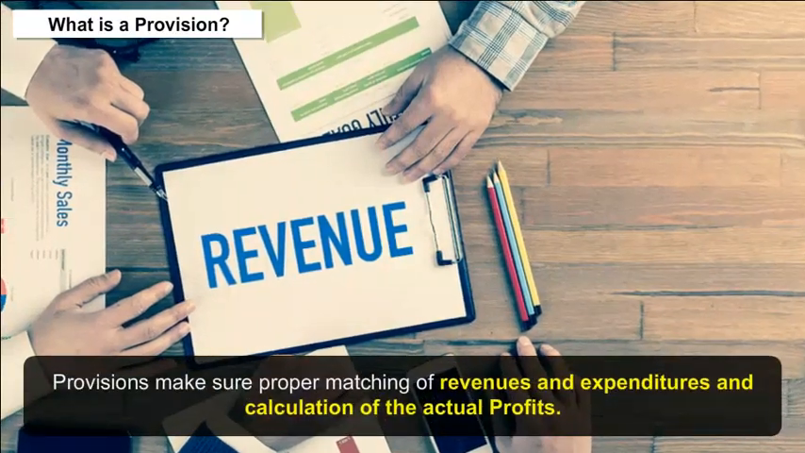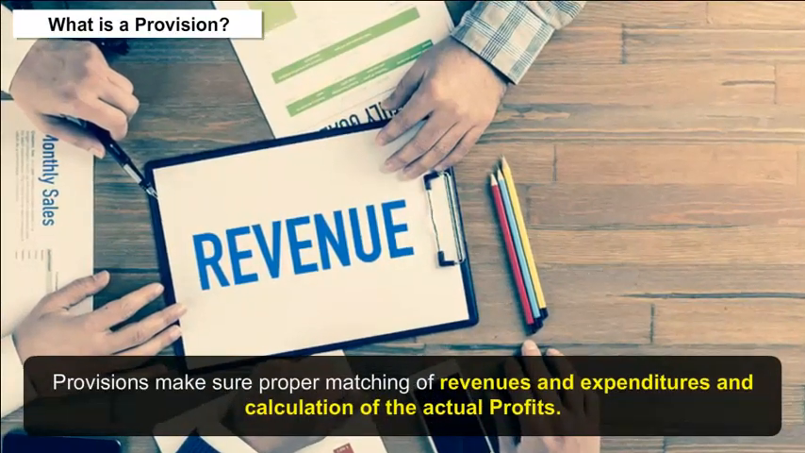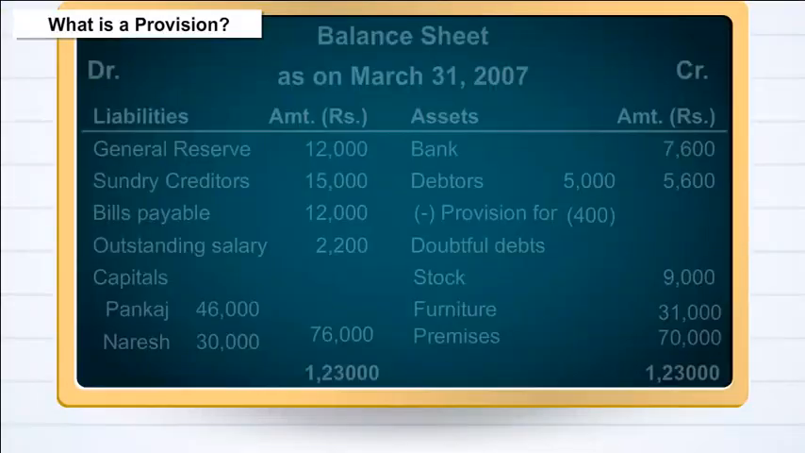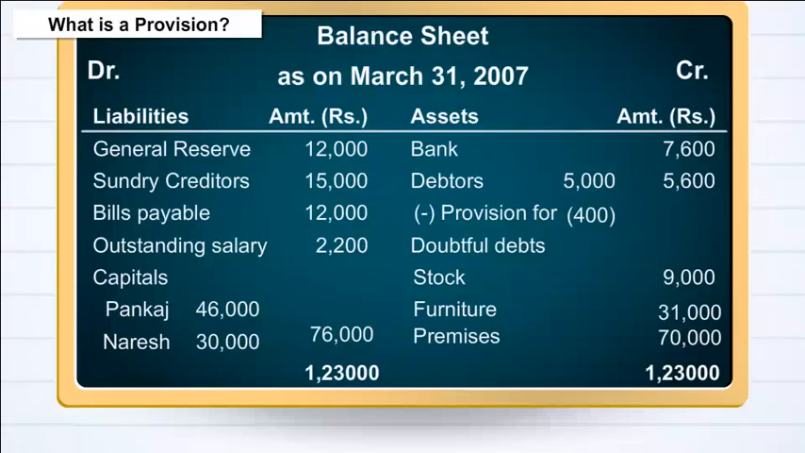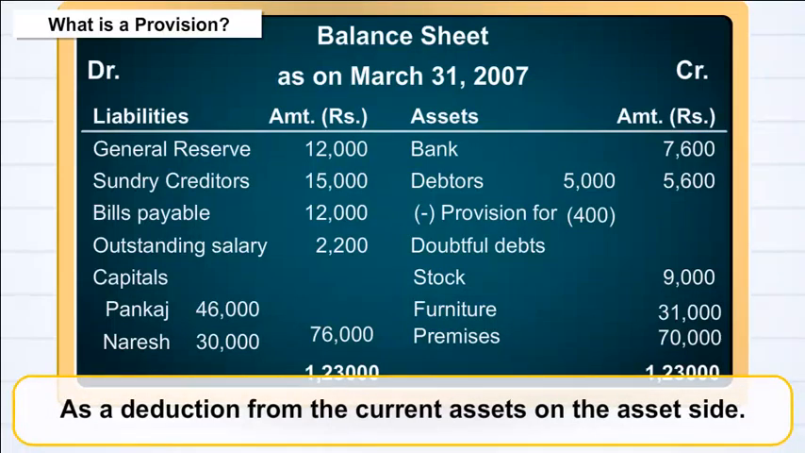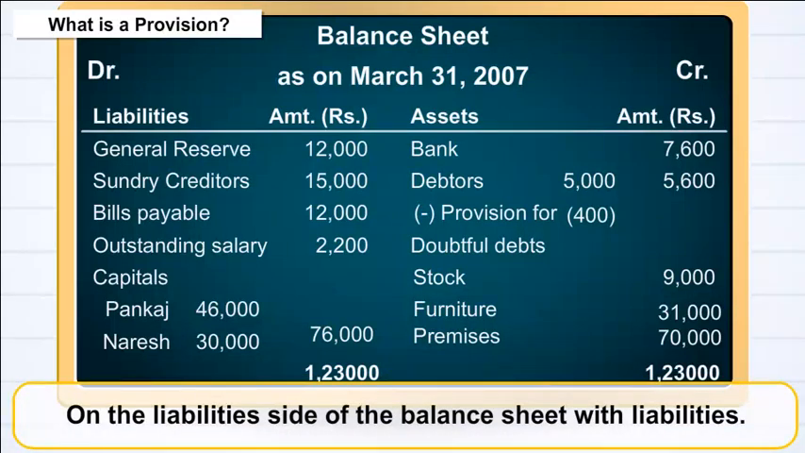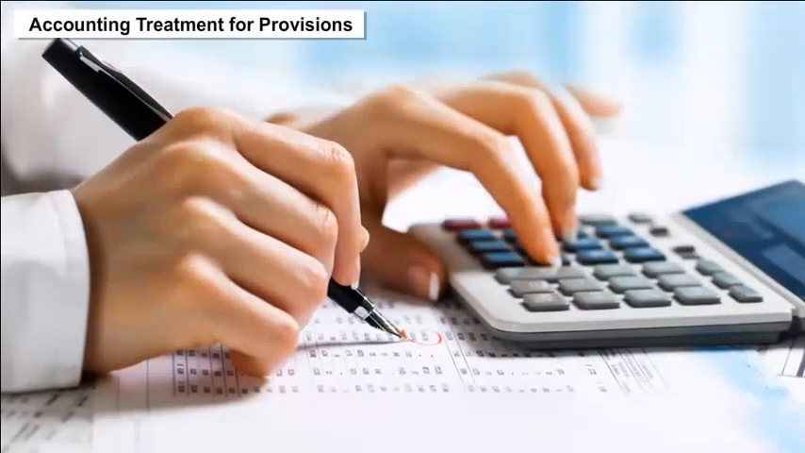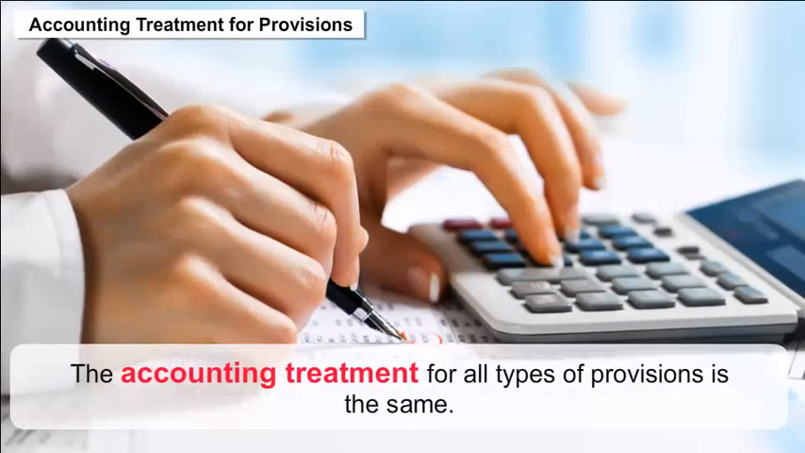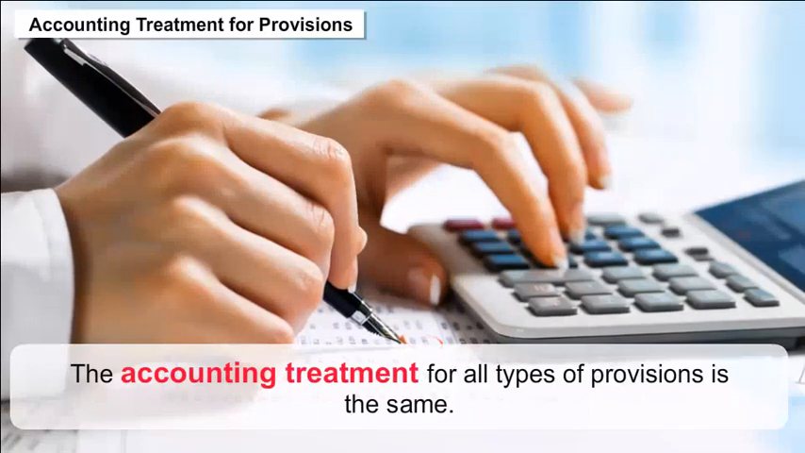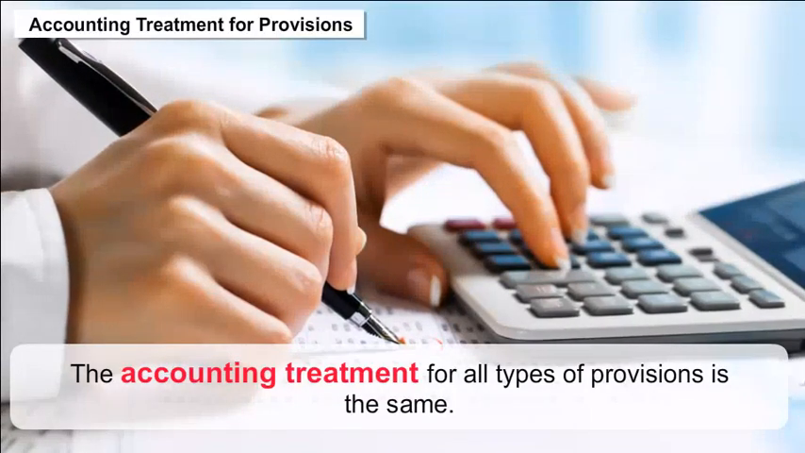Provisions make sure of proper matching of revenues and expenditures and calculation of the actual profits. In the balance sheet, the amount of provisions must be shown as a deduction from the current assets on the asset side, or on the liabilities side of the balance sheet with liabilities. Accounting treatment for provisions. The accounting treatment for all types of provisions is the same. Let us take an example of provision for doubtful debt.